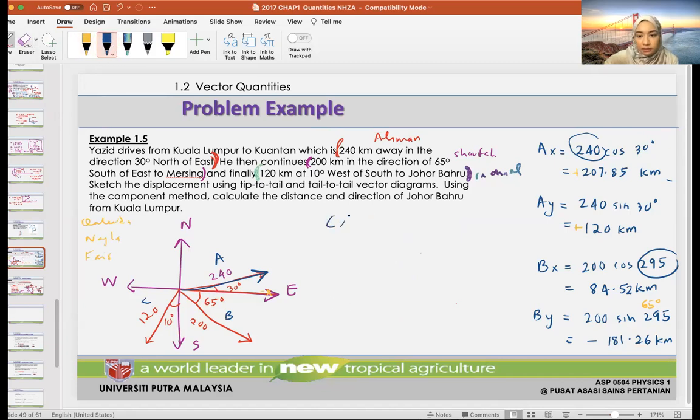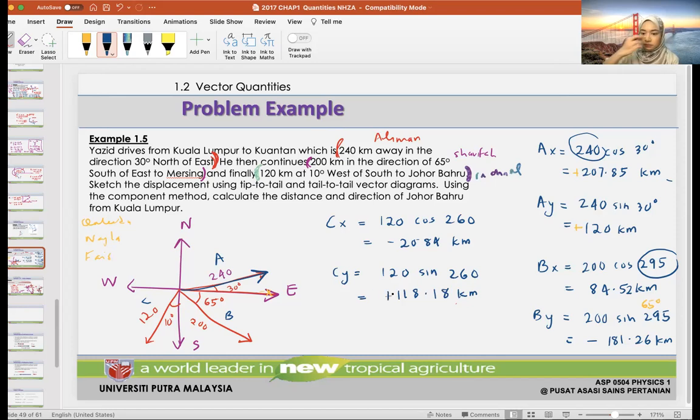So CX and CY, that is Rachel. I put 120 cos 260. I get negative 20.84. And the unit is km. Okay. What about CY? 120 sin 260. I get 118.18 kilometer. Did you get positive or negative here? Positive. Oh, you got positive.